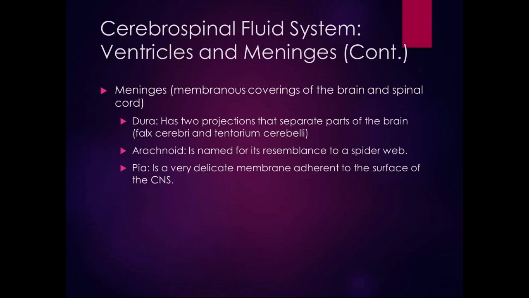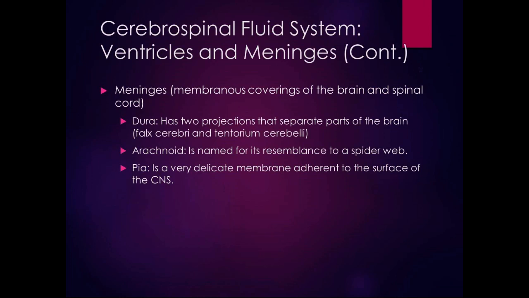So the meninges are the membranous coverings of the brain and spinal cord. There are 3 layers of it: the dura mater, the arachnoid, and the pia mater. The dura is named for its toughness, durable, dura mater. It has 2 projections that separate parts of the brain, and there's a name for them, but I don't expect you to remember those. The arachnoid is named for its resemblance to a spider web, and the pia is a very delicate membrane that adheres to the surface of the central nervous system.